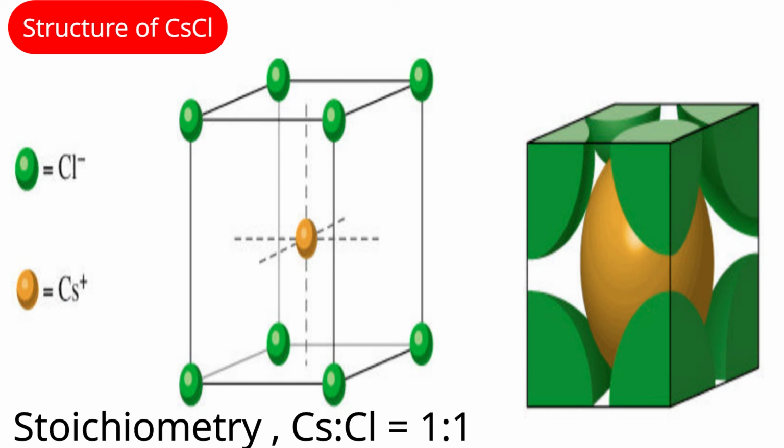So what should be the formula? CsCl. So whatever formula we represented is validated here. Stoichiometry is verified here and our structure reveals that stoichiometry. Are you getting it? So stoichiometry means the ratio of cation to anion in number is 1 is to 1. So I represented that stoichiometry is 1 is to 1.